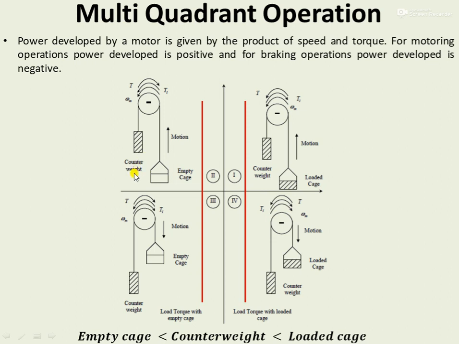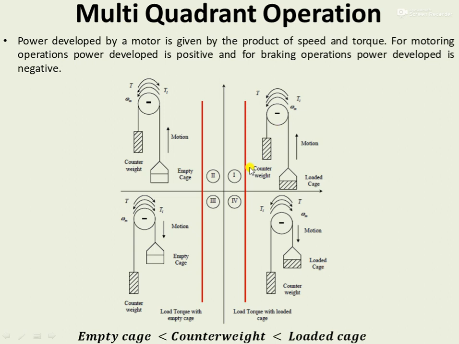The counterweight is chosen in such a way that its weight will be greater than that of the empty cage but less than that of the loaded cage. Basically, this cage is used for transportation of the materials. So there can be two configurations in this cage: empty cage and loaded cage. That is indicated here. The weight of the counterweight is greater than that of the empty cage but less than that of the loaded cage.